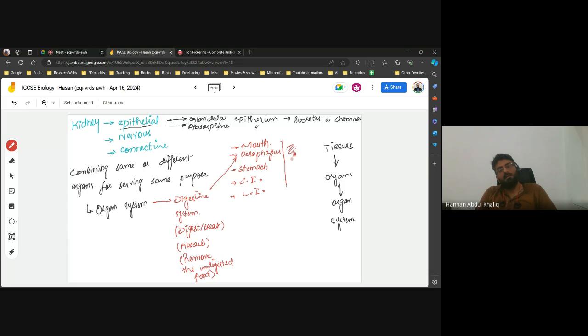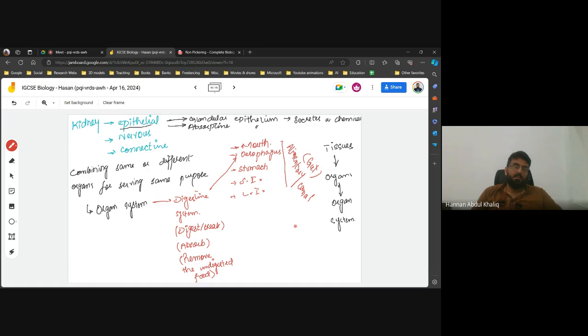These organs collectively are known as the alimentary canal, or in other words, you can name them as the gut. These are the organs through which the food actually moves. These organs are called the alimentary canal or gut.